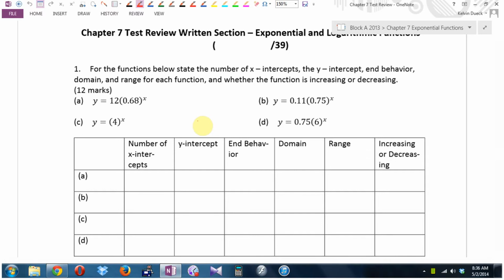First of all, what type of graphs are these? Every one of these is an exponential graph. How can I tell? Where is the x? Okay, that's one way I can tell. There's a second way I can tell as well. There's another thing that I need. So first of all, the x has to be an exponent.